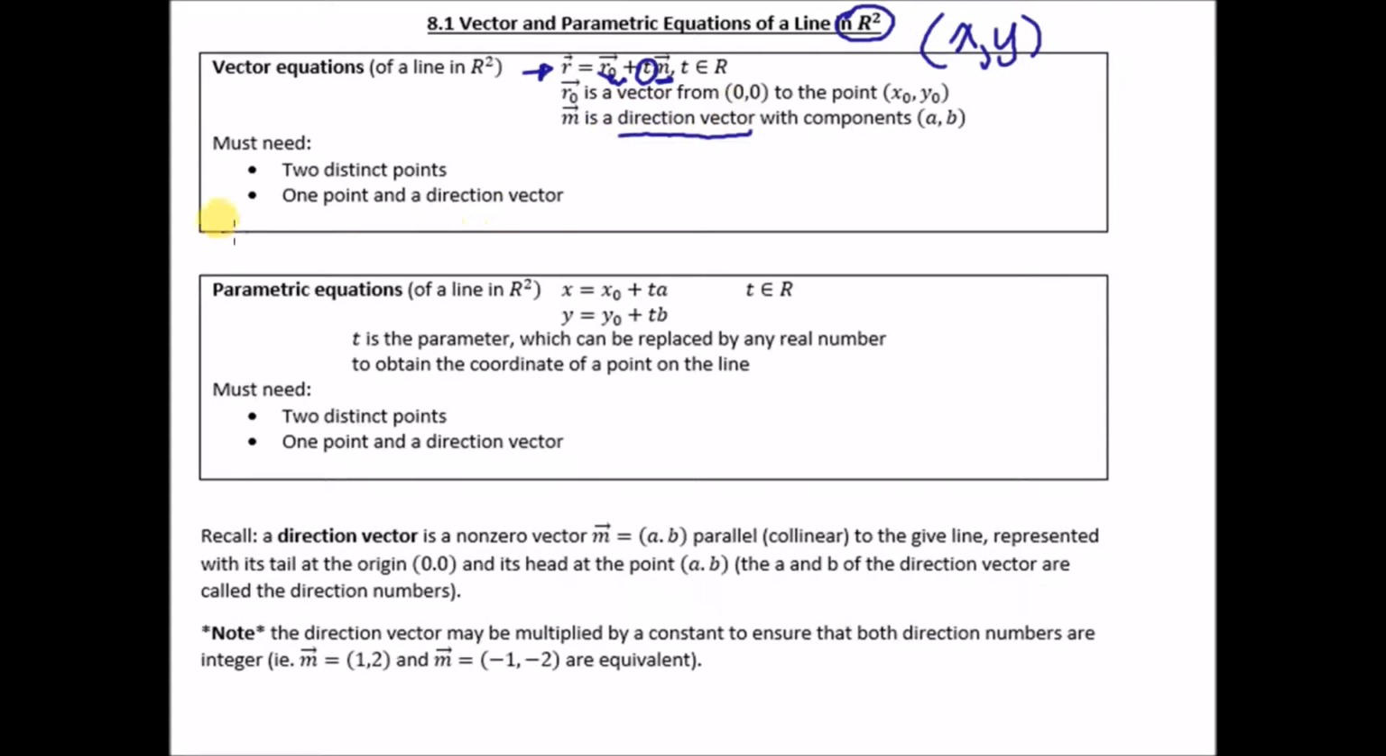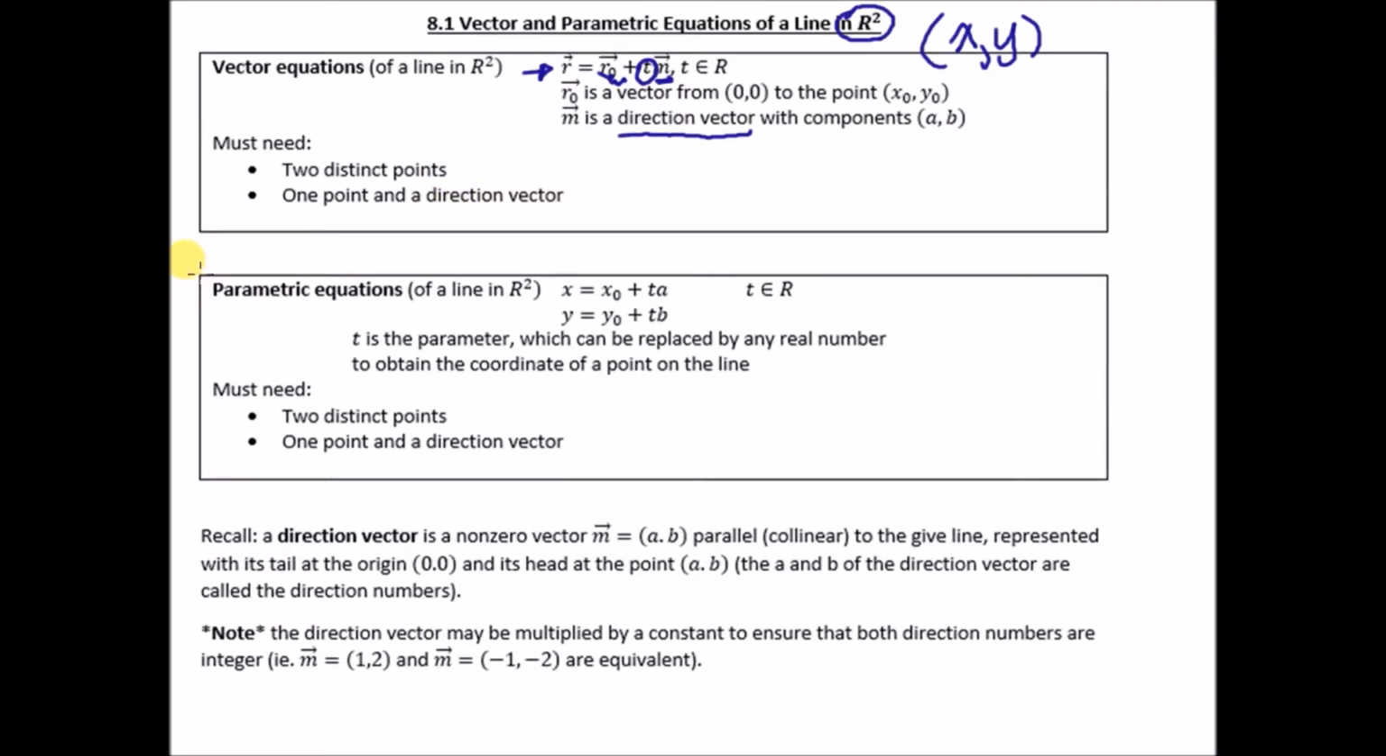Okay, so direction vector. This is what we need to form a vector equation. We need two distinct points, or we need one point and a direction vector. This is the reason. Pretty much we're putting in a point and we're putting in a direction vector, but if we have 2 points, we can just calculate the direction vector.